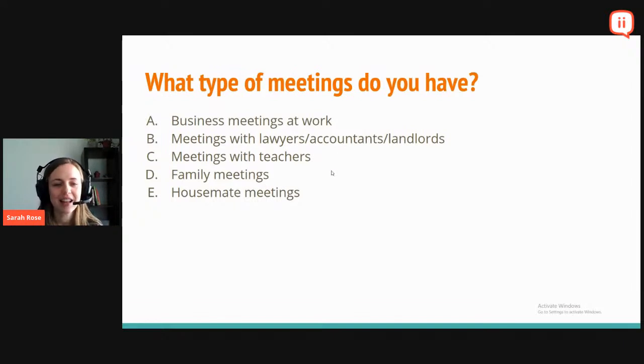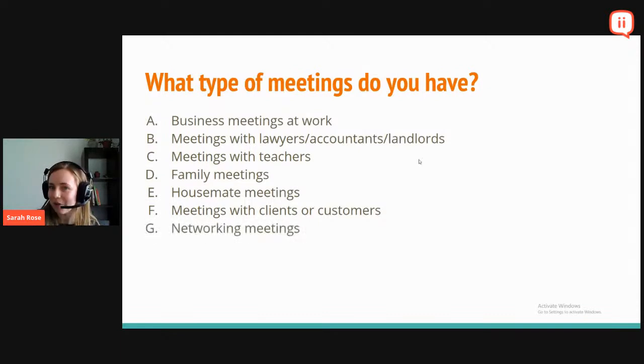Do you do that? What about you might have a meeting with clients or customers? So people outside of your business, meeting with new clients, trying to sell your business perhaps. I also think we have networking meetings. This might be an event, a networking event, when you meet lots of new people. Networking is when we meet people for business or meet lots of new people, make new connections. Which of these meetings do you have?